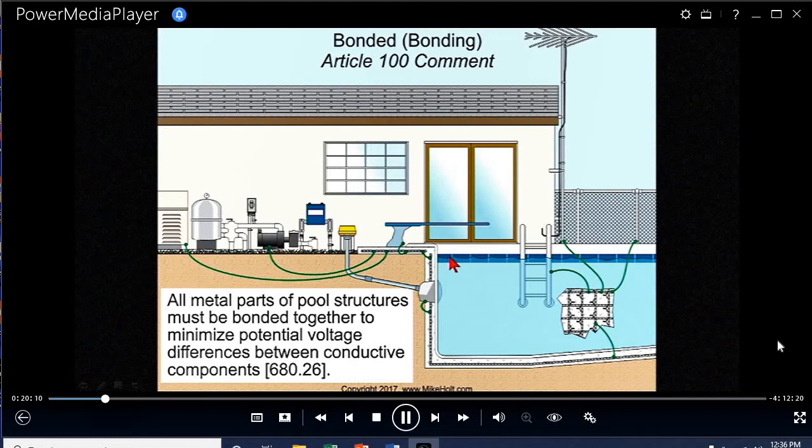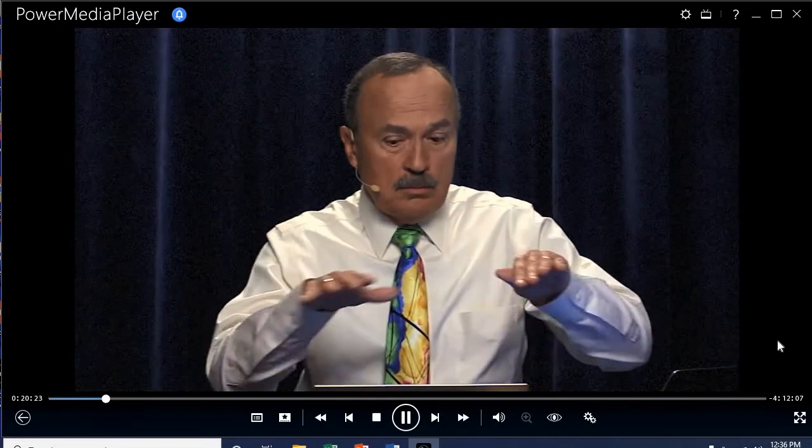Rod, it's the bird on the wire concept. You have the same potential as everything around you, so therefore there's no difference in potential. Exactly. Tying everything together, and we'll talk more about that. But we're not trying to clear a fault. Is that right? Correct. We're just tying it together.